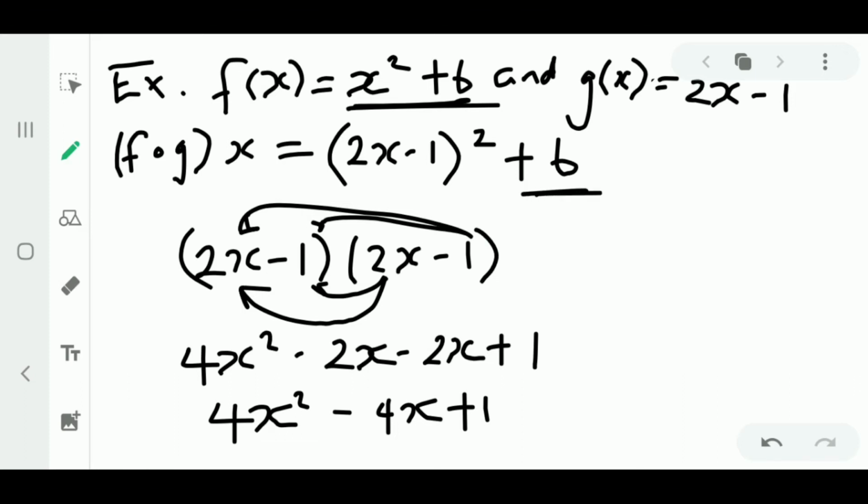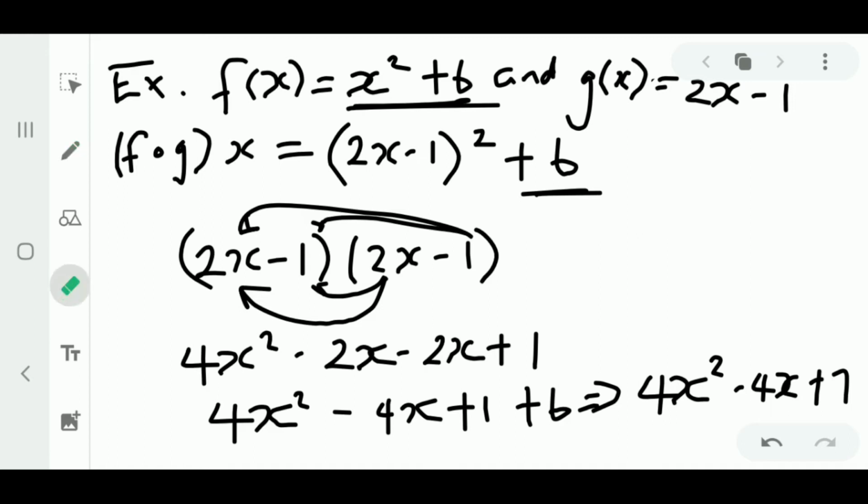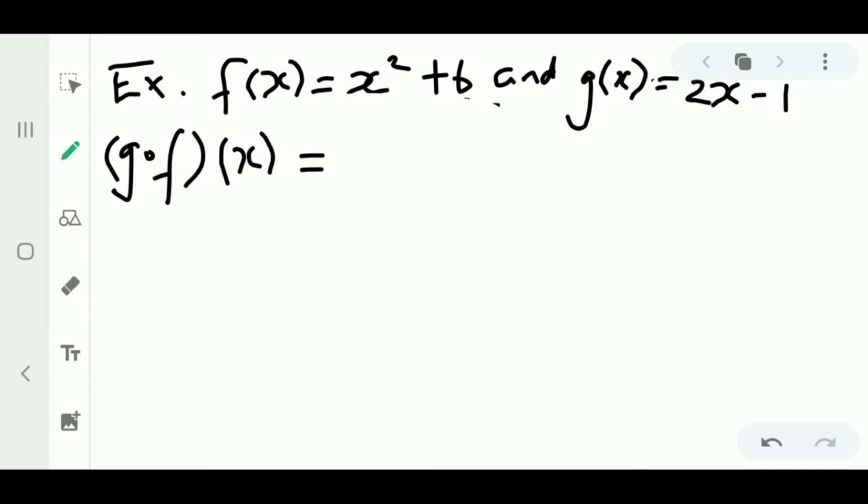and then we'd have the plus 6 plus 6. So that would be 4x squared minus 4x plus 7. And that would be our answer for f composition g. Let's say now we want to find g composition f.